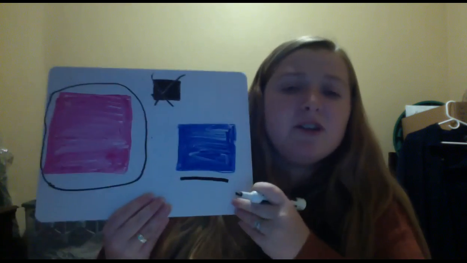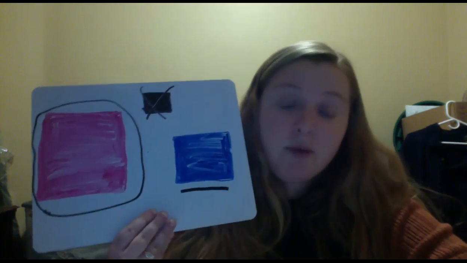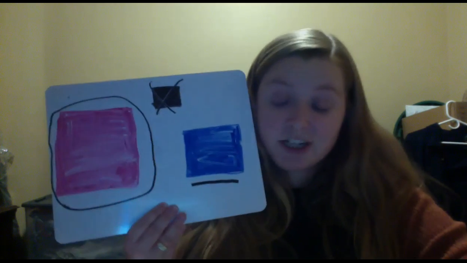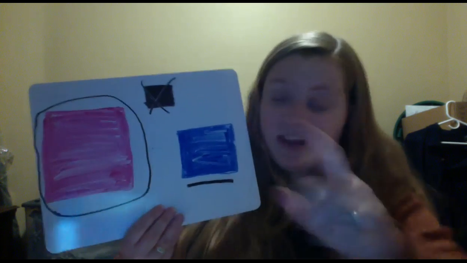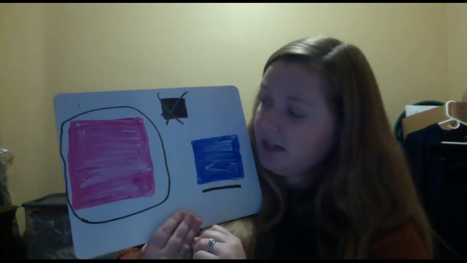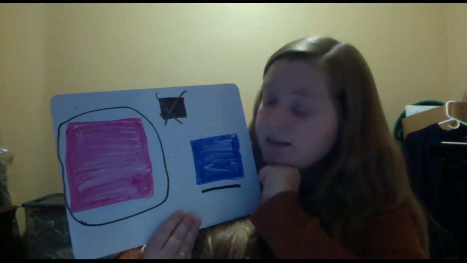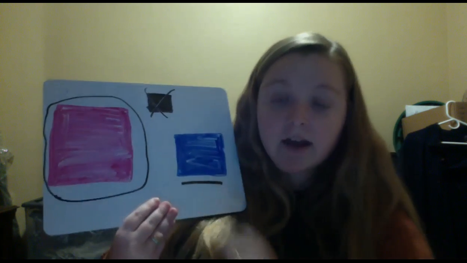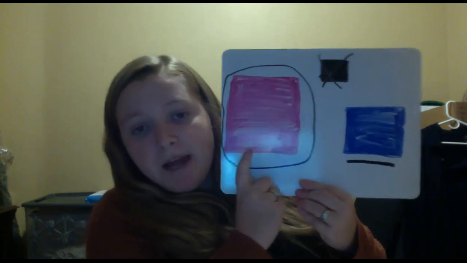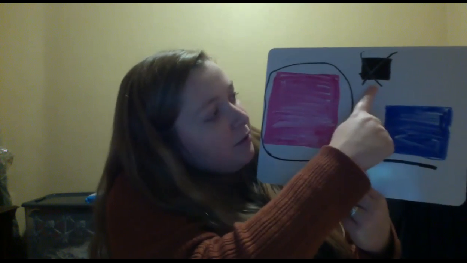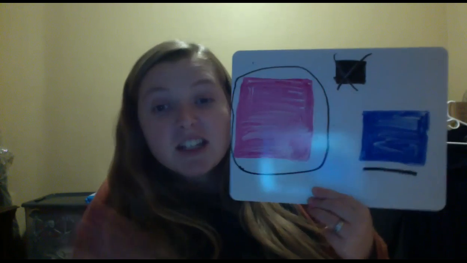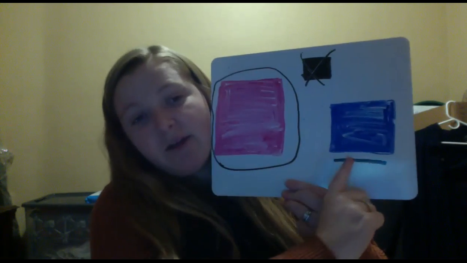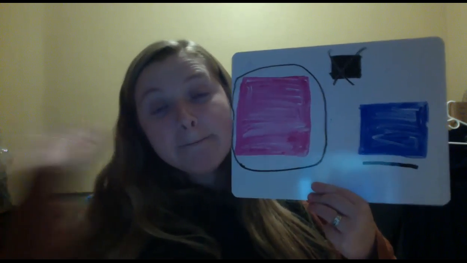Now you're probably wondering why I just did that. Well, it's going to help us in our worksheet because that's exactly what the directions say. They want us to circle the biggest object, X out the smallest object, and put a line under the middle-sized object. So let's go through real quick. The pink square is the biggest. The black square is the smallest. And the blue one is the middle-sized.